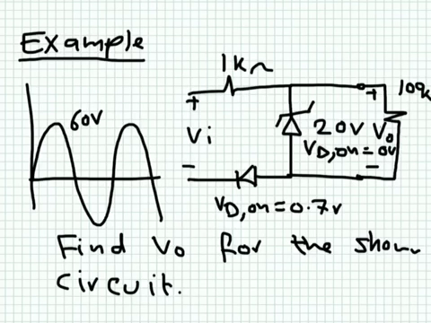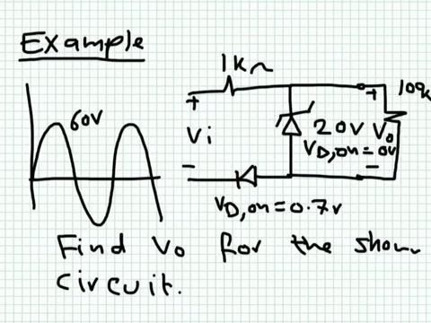Now what about the negative part of the cycle, when the input voltage is negative? So this side is more positive than this one. You can see this diode does not allow current to go in this direction. It cannot allow current to flow this way. So in the whole negative side, this is an open circuit, meaning that the input is really disconnected from the output and the output becomes zero.